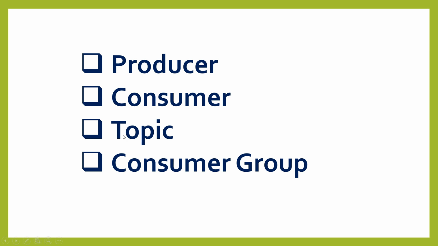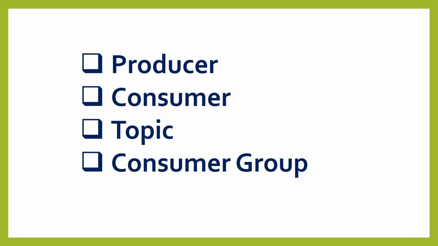Topic means, for example, if you create one YouTube channel, suppose the Hardcoder Baba is your YouTube channel name, then that is your topic. Your YouTube channel name is your topic. Producer means whenever you upload anything to that channel, you are the producer, because you produce the video and upload it to your YouTube channel. You are uploading on the topic, meaning on your channel.